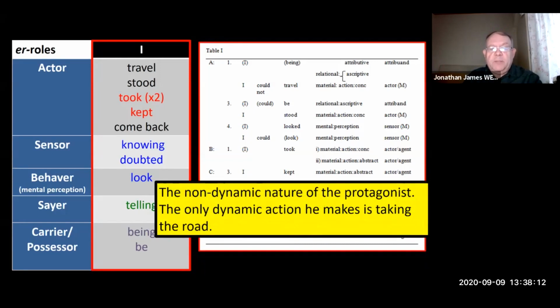And so Hasan makes the observation, she says, the non-dynamic nature of the protagonist. The only dynamic action that he makes is taking the road. It's the choice that was made. That is the only dynamic action, and that is foregrounded. That one single dynamic action, making that choice. But the rest of the actions are against a background of non-dynamic activity.